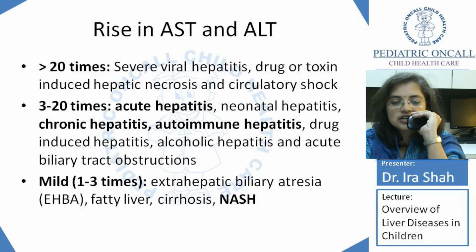If the SGOT, SGPT is more than 20 times, definitely it's viral hepatitis or drugs. If it is 3 to 20 times, it's usually chronic hepatitis or autoimmune hepatitis. And slight elevation of SGOT, SGPT, think of NASH. That's how you interpret the liver function test or the liver enzymes.